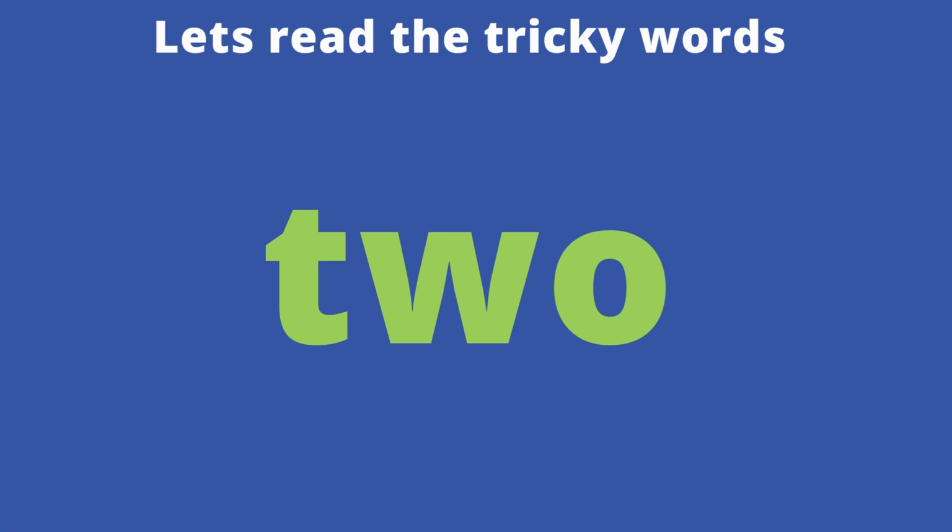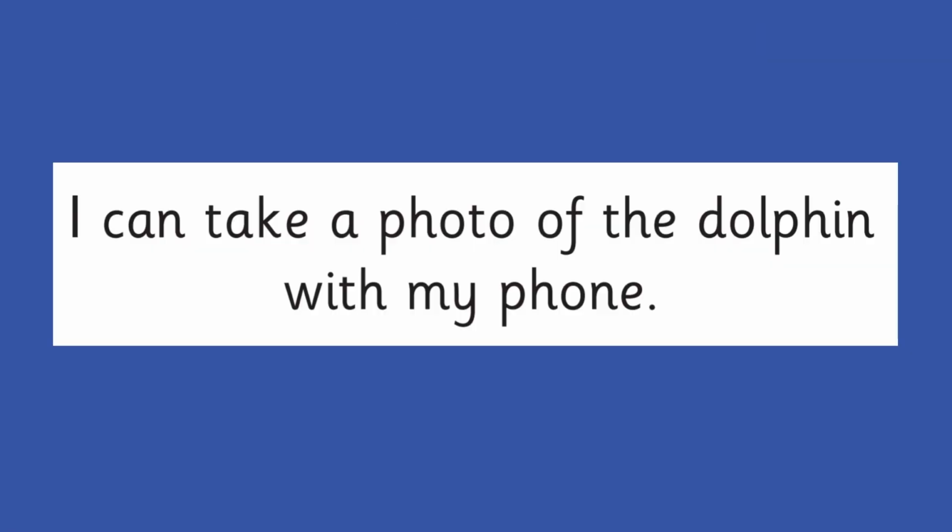And the last tricky word we learnt this week is to. We can't hear the W, and the O is making an oo sound as well. So oo, two. And this two is for the number two. So it represents how many. So the number two, when you've got two things, this is the word that shows the number two.